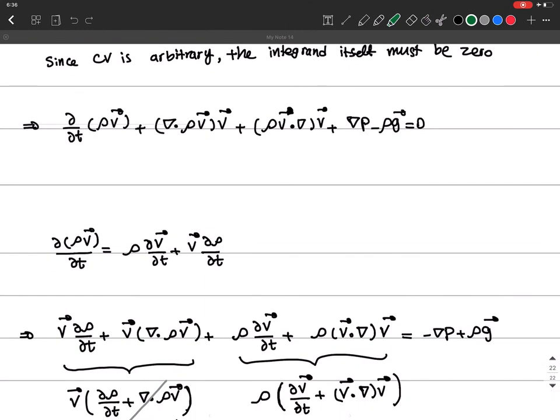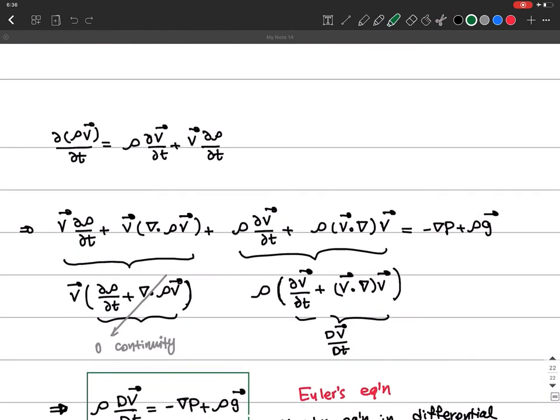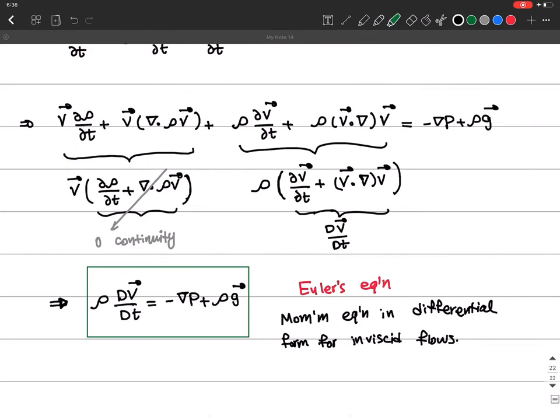So we just rearranged the terms and we found that we can get the continuity equation out of this equation, because it equals zero. So what we finally got is this equation that is shown here, which is Euler's equation, or the momentum equation in differential form for inviscid flow.